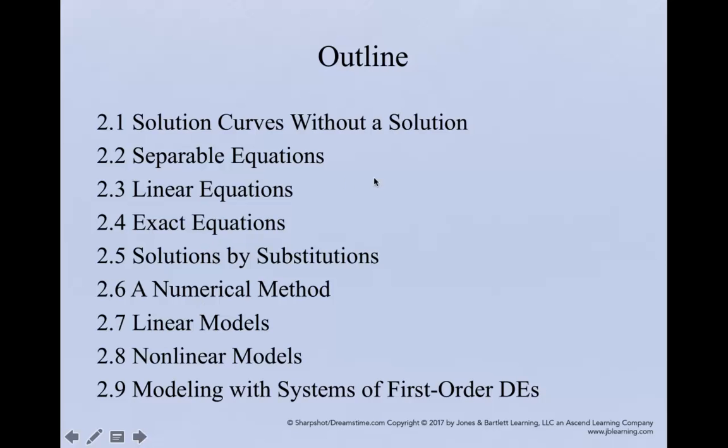So this is the outline of the chapter out of Zill. We will not cover all of the sections here. We're going to skip section 1. We'll talk about separable equations, linear equations, exact equations, and maybe brush very briefly on solutions by substitution. And that's pretty much all we'll really cover in this chapter.